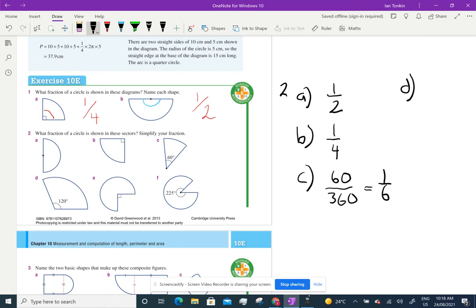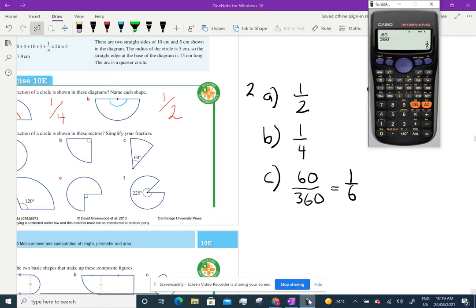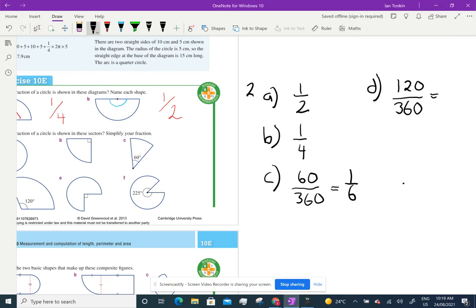D, well, this time it's 120 over 360. That's how much of a circle we've got. So we use our calculator again. We go back. Remember, the back arrow is really good. Saves you having to do a lot of work. And that's a third.